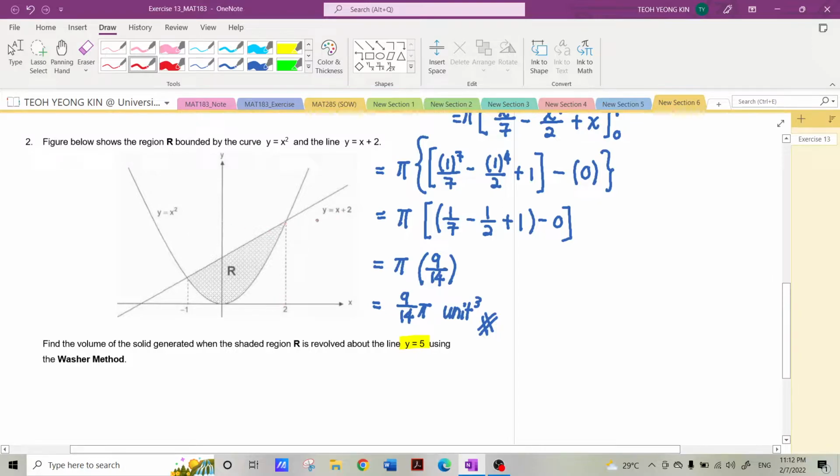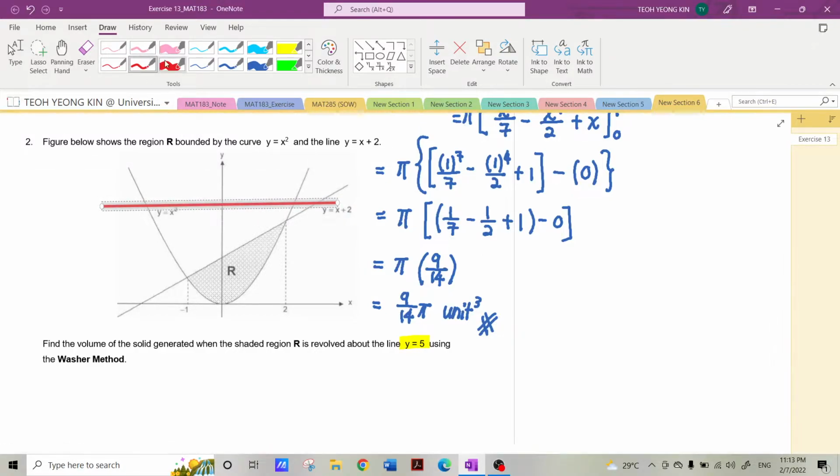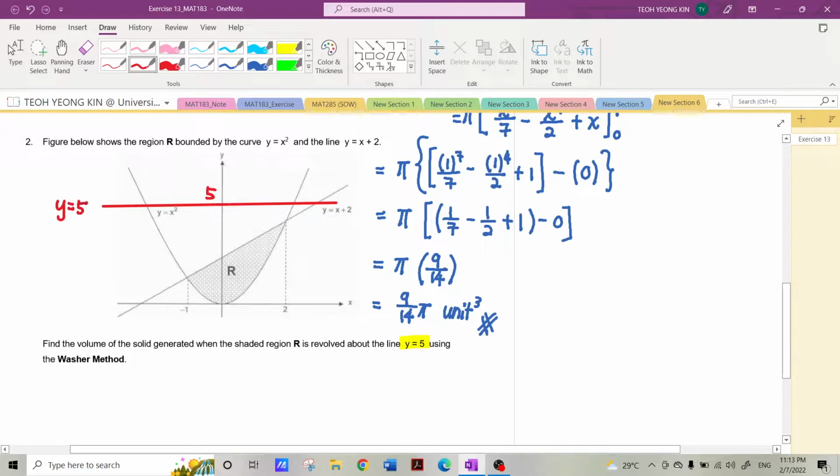So if here is 2, here is only 4. So y equals 5 is around, let's say, this straight line. Let's say I insert a straight line. So the line is more or less here. So let's say here is 5, so y equals 5. So this region will revolve at this line.